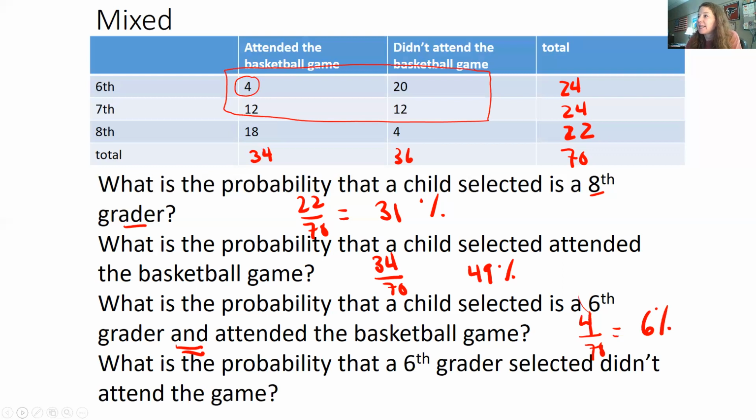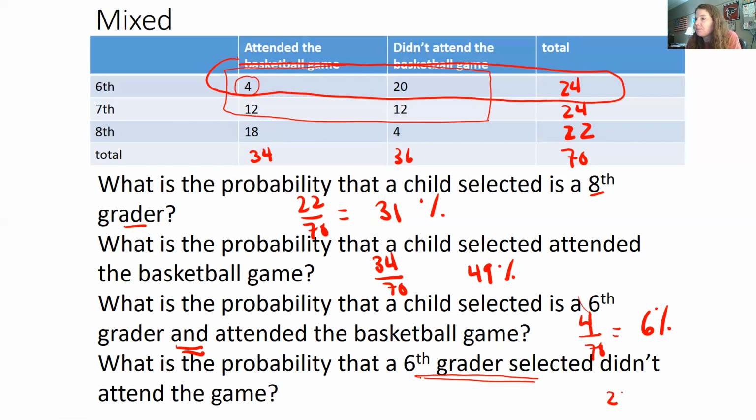What's the probability that a 6th grader selected did not attend the game? We're talking about only 6th graders. We selected only a 6th grader. So this time we're talking about conditional. Of those 24 6th graders selected, how many of those 24 did not attend the game? 20 of the 6th graders selected did not attend the game. 20 out of 24 is 83%. So of the 6th graders selected, 83% of them did not attend the game.